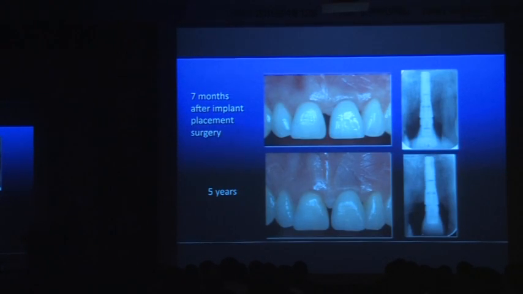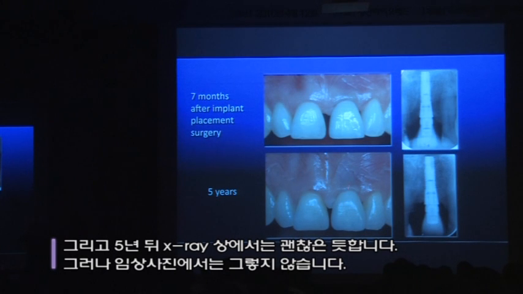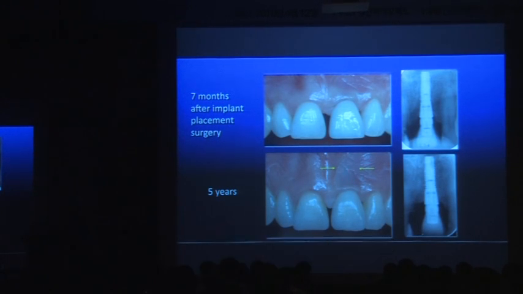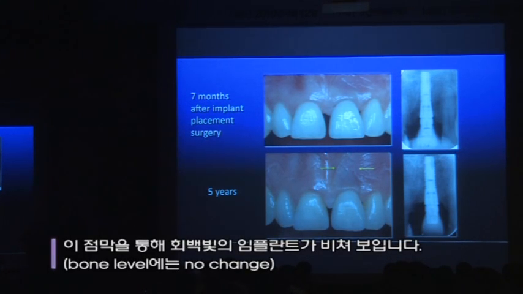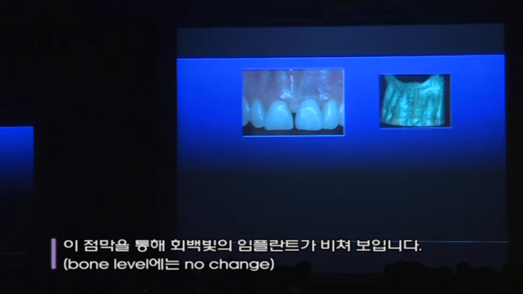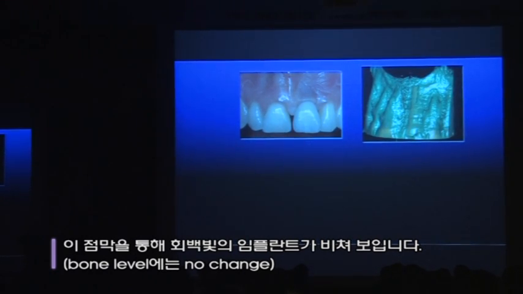Another case. This is 7 months after implant placement. And this is how it looks in the radiograph. This is 5 years, and now you can see that there has been some change in the clinical picture, but not in the radiograph. You can see that we have lost bone here, because now you can see through the mucosa this gray zone. No change in the bone level. Now, the three-dimensional tomography illustrates that there is no buccal bone.